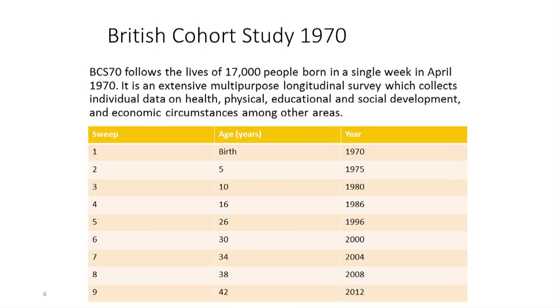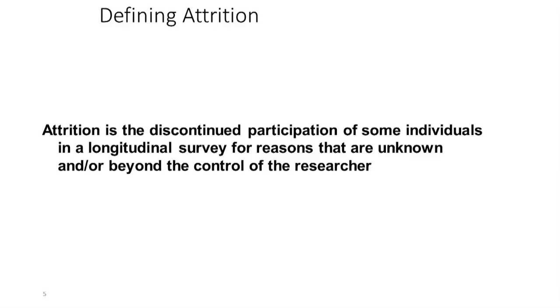I don't need to tell you probably that for the British Cohort Study there are now 9 sweeps of data commencing in 1970. It's a multi-purpose longitudinal survey in a few words. And I'll be presenting you with a single case study of an analysis based on sweeps 3 and 4. Perhaps we should just pause a moment in terms of attrition. It's a word that has an import. It's the discontinued participation of a cohort member in the study.